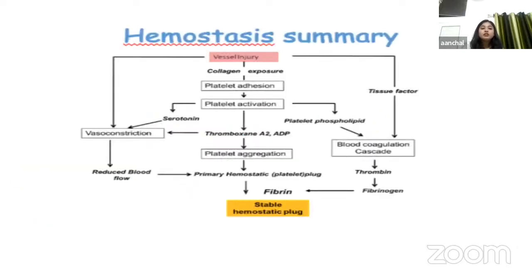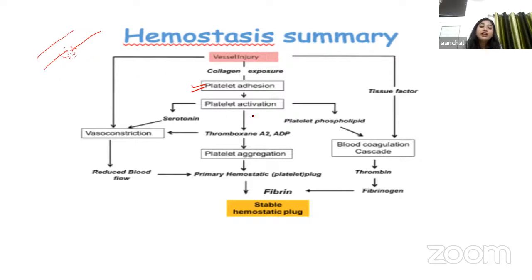Okay. So first, whenever any blood vessel gets injured, there will be exposure of collagen, right? So platelets will try to form adhesion. At the site of injury there will be adhesion of platelets, and this adhesion will activate other platelets also to get accumulated at the site of injury, right?